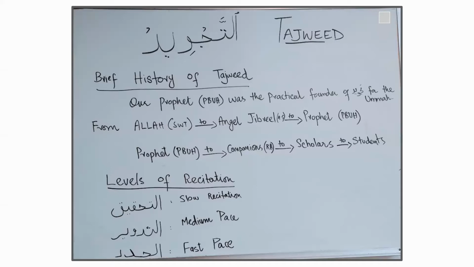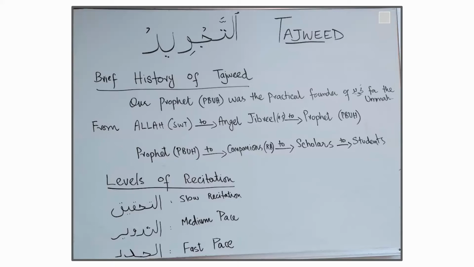So the practical founder of Tajweed for the Ummah is our Prophet Muhammad sallallahu alaihi wasallam, because Quran was revealed to him from Allah subhanahu wa ta'ala, and angel Jibreel alayhi salam was the one who taught our Prophet sallallahu alaihi wasallam, and he sallallahu alaihi wasallam taught it to his companions, who then taught it to the followers, and so on until it came to us by these chains. And Allah subhanahu wa ta'ala preserved this knowledge by these chains.